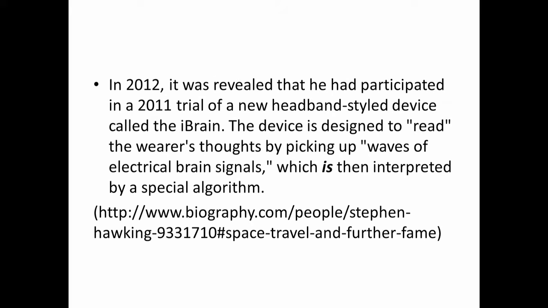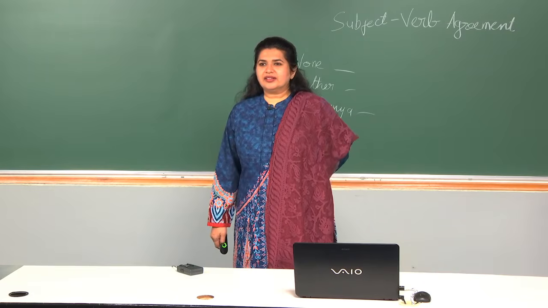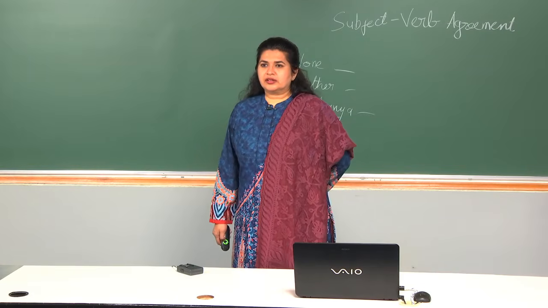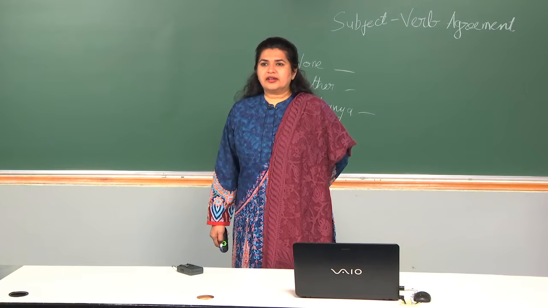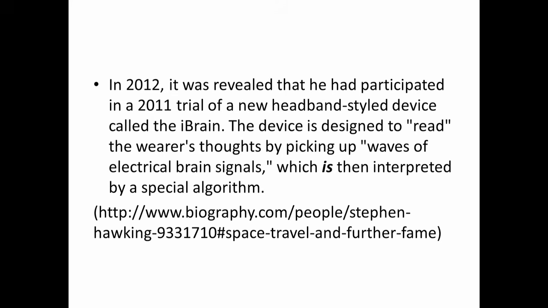Here is the answer key, and the answers are: first is embodies, rock star kind of a scientist; second, have; third is was, and then is followed by was and was again. The last one, which is then interpreted by a special algorithm, what should be the correct answer? The device is designed to read the wearer's thoughts by picking up waves of electrical signals, which is then interpreted by a special algorithm. What should be the answer?